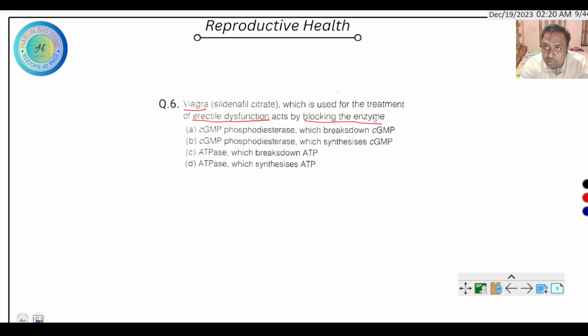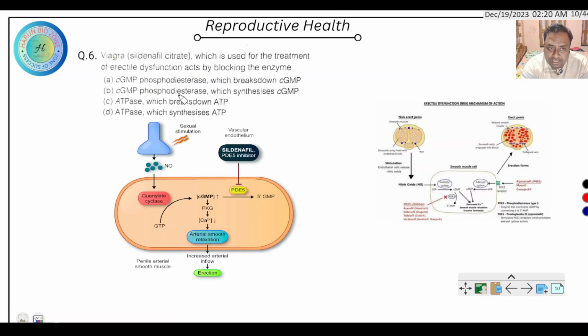Which enzyme is blocked by sildenafil citrate? This is cyclic GMP phosphodiesterase, which breaks down cyclic GMP. This enzyme breaks down the cyclic GMP. How? Let me explain with this diagram.